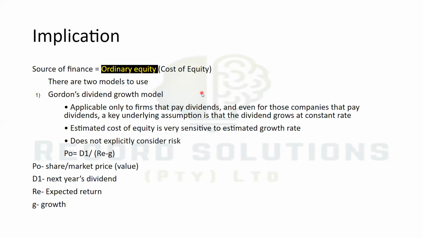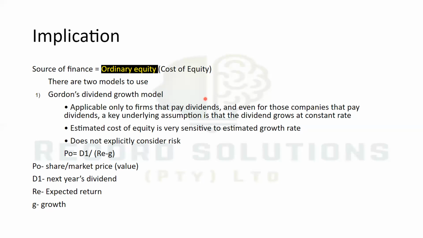The reason why I call it ordinary equity is because equity has other instruments, right? For instance, preference shares. Preference shares is also equity, right? However, this is not talking about preference shares. It's talking about ordinary equity. Please note that. So you're talking about shares here, and other forms of equity.